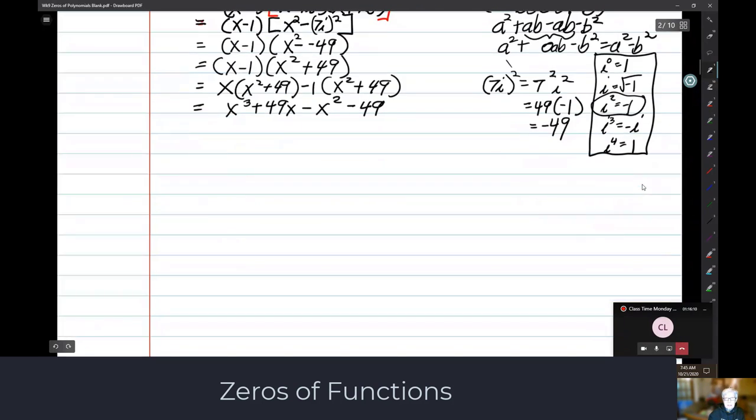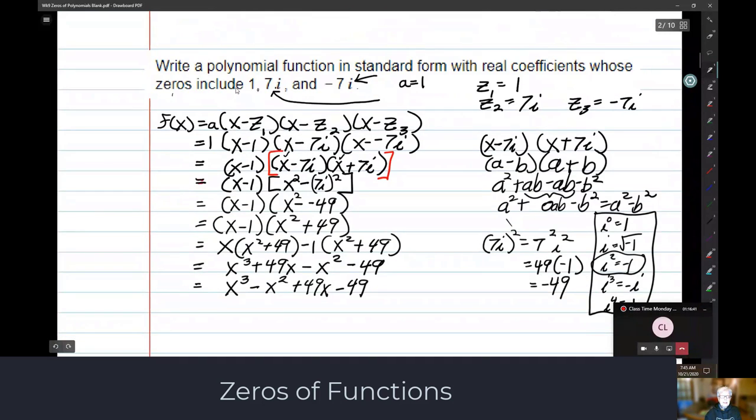And then writing them in descending order, we'll have x to the third minus x squared plus 49x minus 49. So that is how these three zeros generated this polynomial.